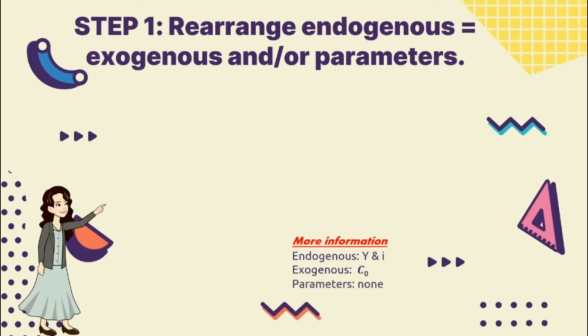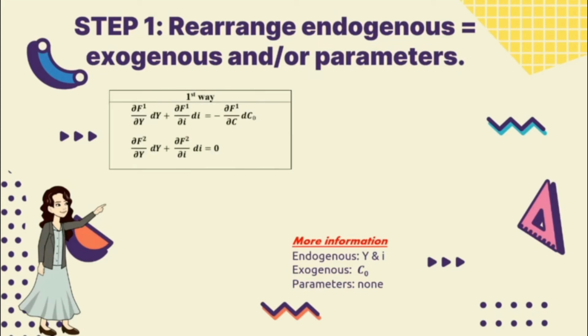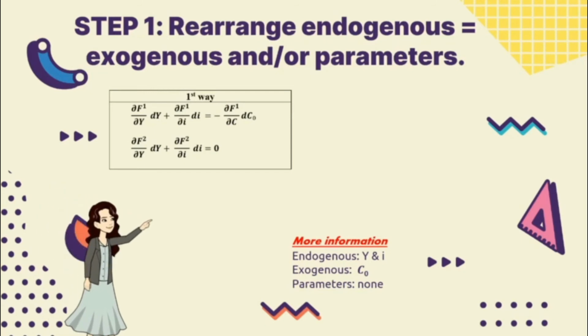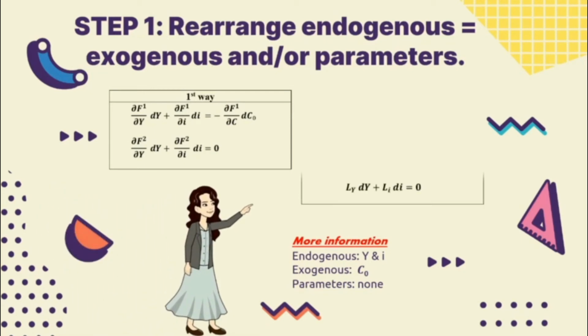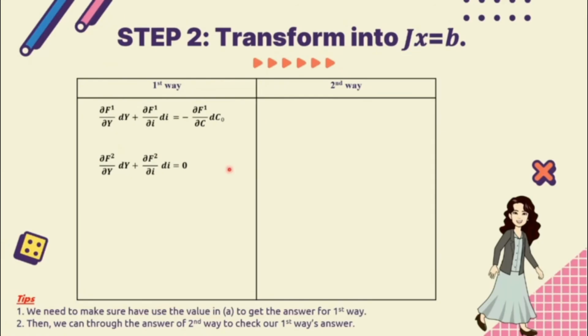So now, we follow the formula and rearrange the equations of the first way. We will see the exogenous already moved to the right hand side and become a negative sign. The equation of F2 is constant because it doesn't have the exogenous variable. Next, for the second way, we just need to move the exogenous to the right hand side and it becomes a positive sign. So this step is already done. Step 2. Transform into Jx equal B. We need to reference the formula of step 1.